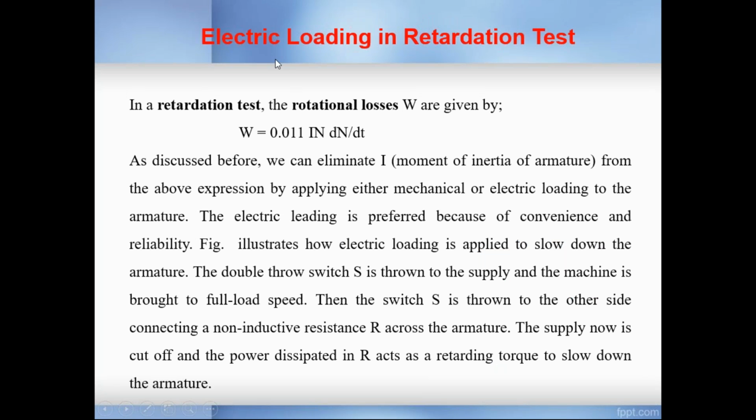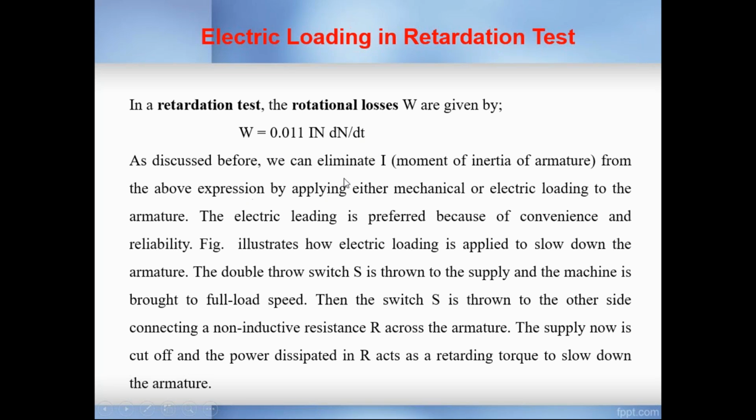Now let me see what happens when we apply the electrical load. Just now we discussed applying the mechanical load, that is the brake test. Now when we apply the electrical loading, what will happen? See here, this is the normal equation for finding the rotational losses. In the previous session we discussed that we can eliminate I from the above expression by applying either mechanical or electrical loading to the armature. When eliminating, we applied the mechanical load of the brake test and found W.